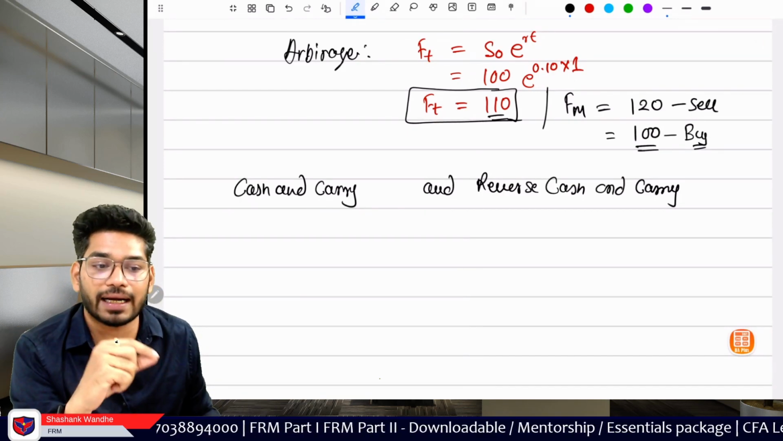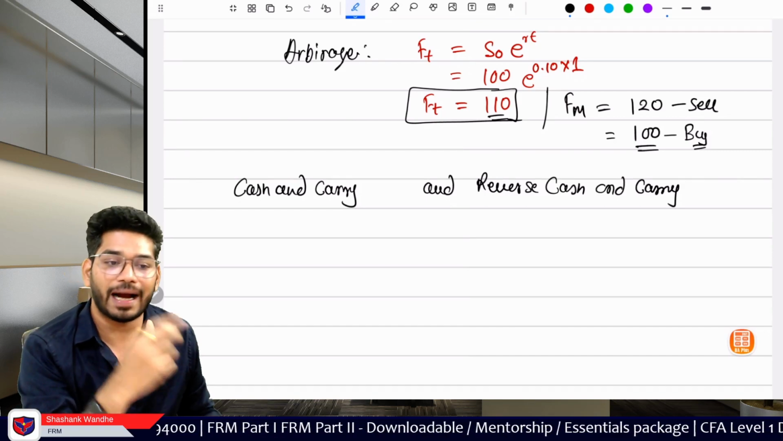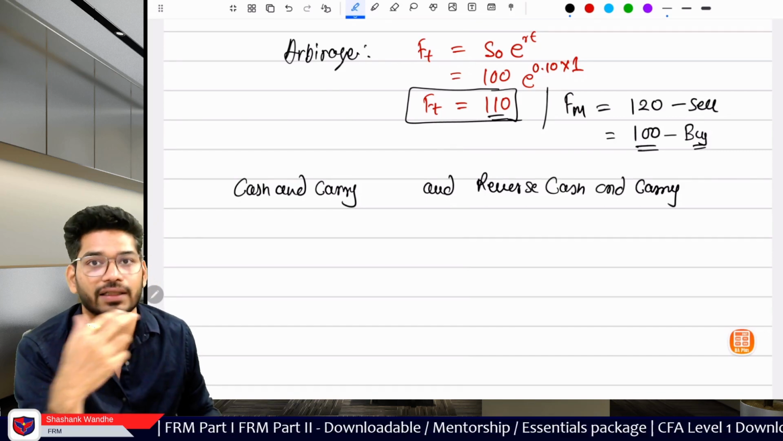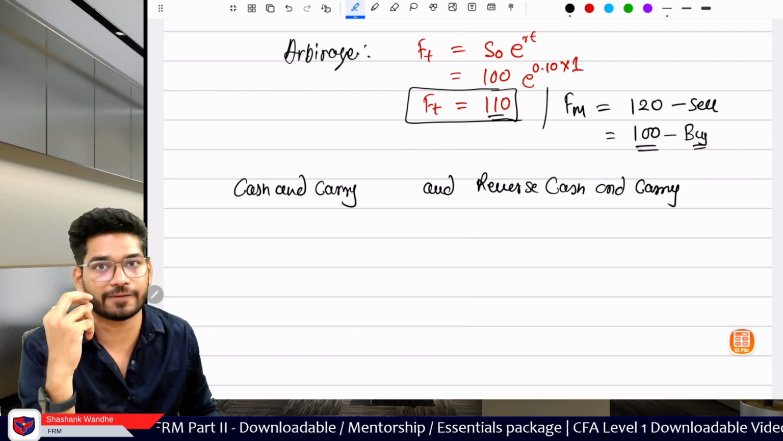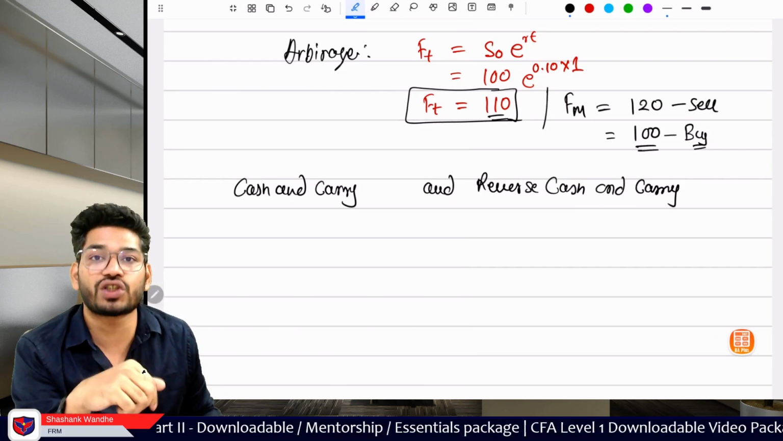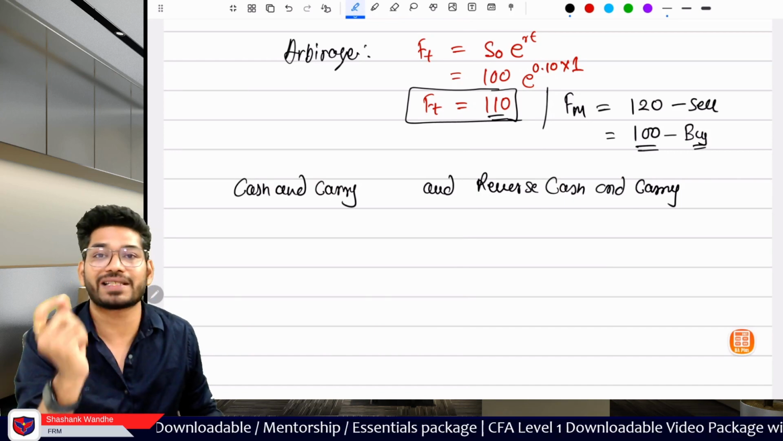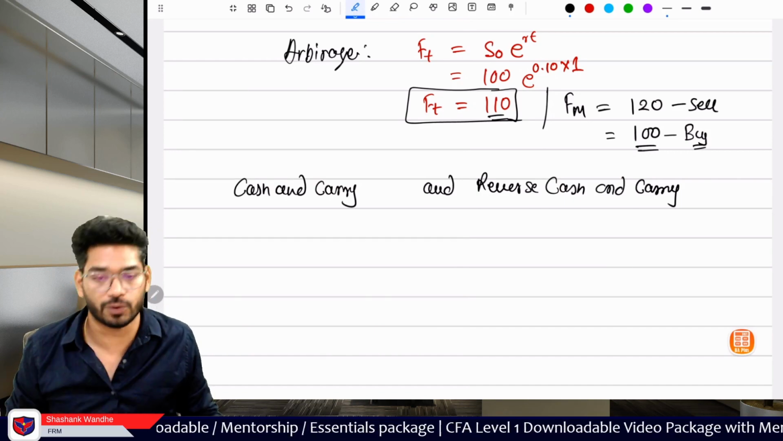So if in the market it is trading at 100, you buy it. If it is trading at 120, you sell it. The logic is very simple. As per your calculation, if it is expensive, sell expensive, and if it is cheap, buy cheap. Buy cheap, sell expensive is the rule. This rule we will use here.